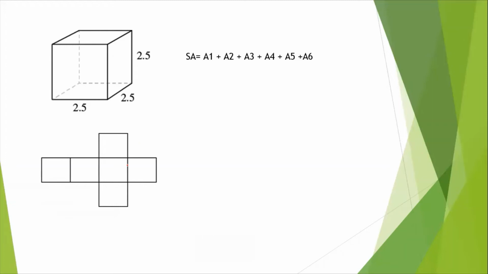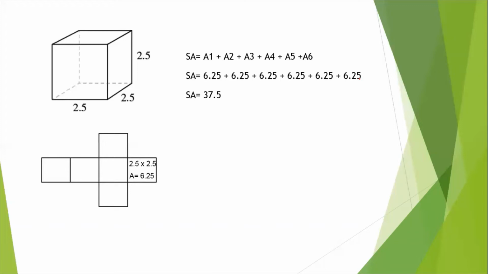Let us first find the area of our first face, this one. Let us multiply 2.5 times 2.5, we get the answer of 6.25. So 6.25 is our area number 1. 6.25 as well for our area number 2, since a cube has the same measurement on all sides. 6.25 plus 6.25 plus 6.25 plus 6.25 plus 6.25 plus 6.25. If we add them all, the total surface area of this cube is 37.5.